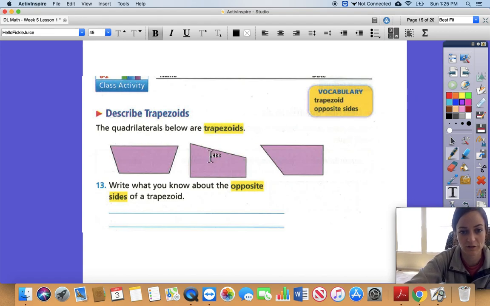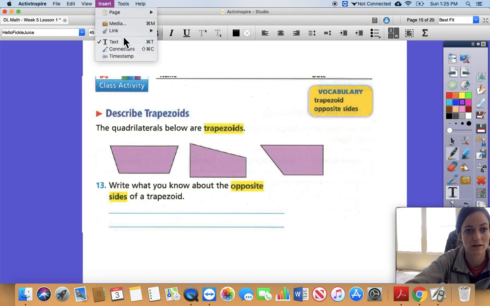The quadrilaterals below are called trapezoids, okay? What do you notice about trapezoids? Okay, trapezoids have 4 sides, right? 1, 2, 3, 4. They all have 4 sides. But what's different about them? What makes them not a parallelogram? Trapezoids only have exactly one set of parallel sides. Okay, so here's a parallel side to this one, but these ones are not parallel, right?